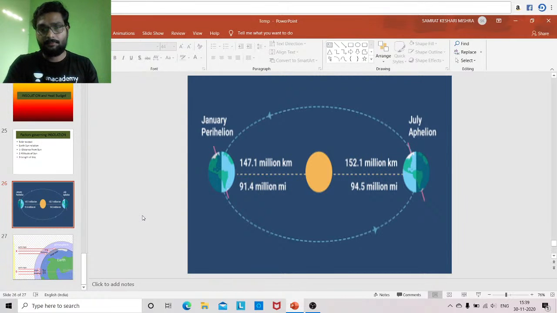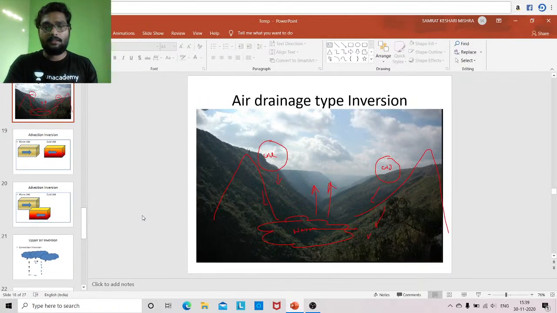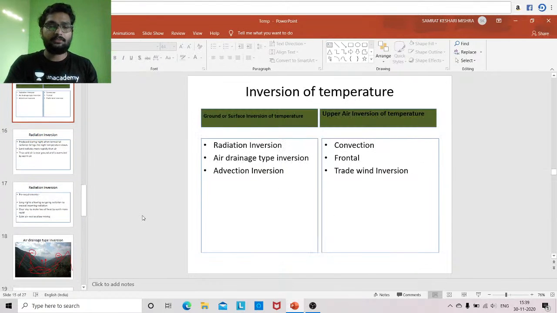Hope this was clear. So this is related to inversion, types of inversion, in which we discussed all types: radiational, air tunnels, advection, convection, frontal, and the trade wind inversion. In trade wind inversion, what happens when westerlies and the polar easterlies converge with each other in the subpolar low pressure belt, then it is called trade wind inversion.